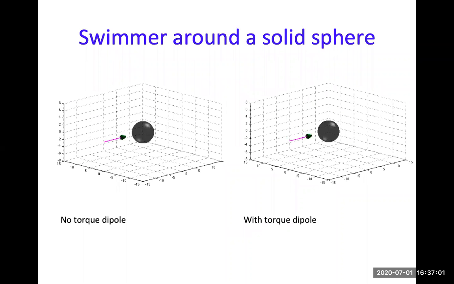What else can we do? Well, we can add various obstacles. For example, you aim one of these swimmers at a solid sphere. Right? So if you don't have a torque dipole, the swimmer will hit the sphere, will slide alongside it for a little bit, and then will scatter away. But if you have a torque dipole, it will be diverted, in this case, to the right.